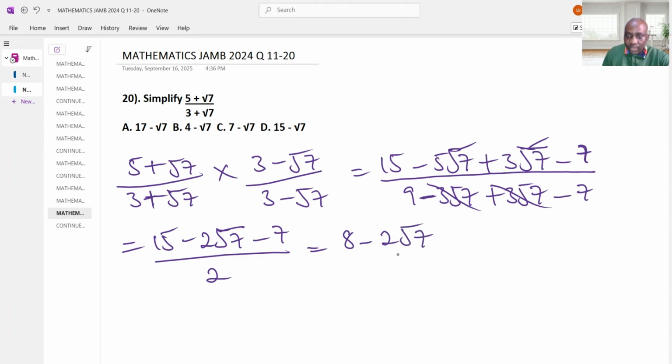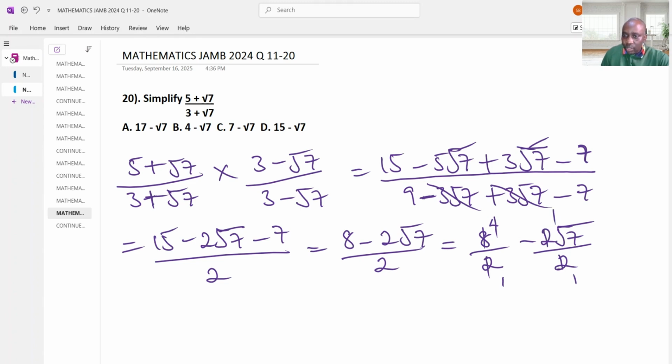8 minus 2 square root of 7 over 2 is the same thing as 8 divided by 2 minus 2 square root of 7 over 2. 2 here 1, 2 here what? 4. 2 here 1, 2 here 1. What do we have left? We have 4 minus 1 square root of 7. This is our final answer.